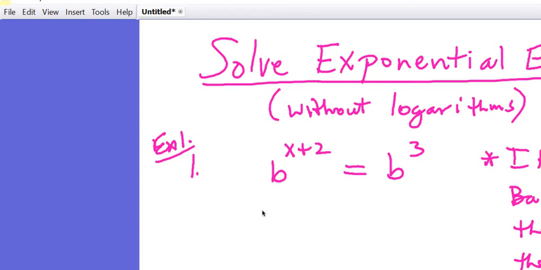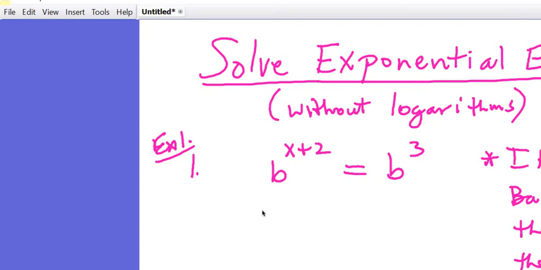Alright, solve exponential equations without logarithms. Now, when it comes to solving exponential equations, there's something that we must have in order for us to be able to solve them without logarithms. Some of y'all have done logarithms before. Most of you have not. So we're getting there. That's coming down the road. But right now, we're going to solve these basic exponential equations without logarithms.